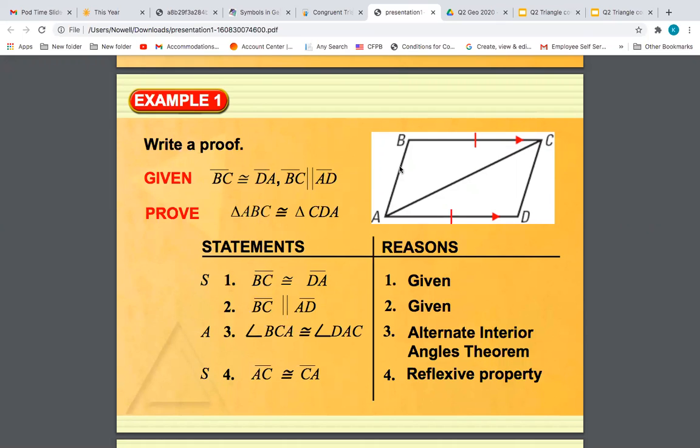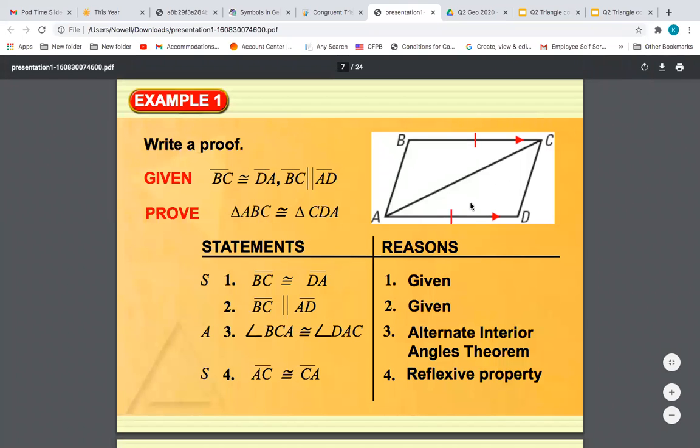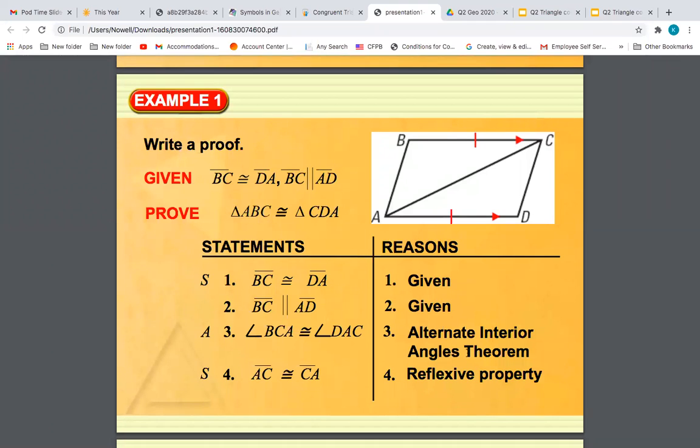So we know BC is congruent to DA. So we prove one side. We already know BC is parallel to AD. It's given. So that's why we put given over here. So therefore, we can say angle BCA is congruent to DAC. What is the reason? Alternate interior angles. I don't care if you put theorem. Just put alternate interior angles, which is fine if I give you any questions.